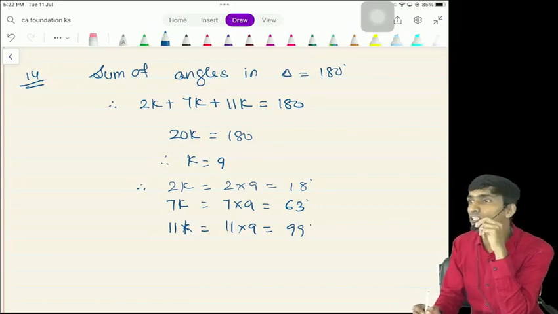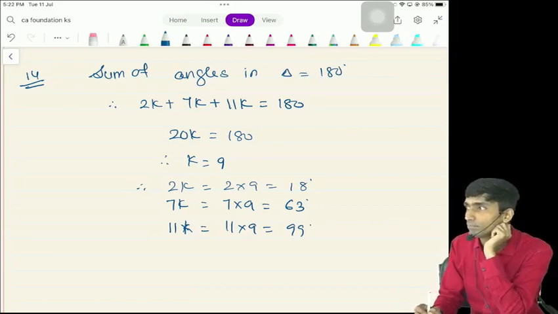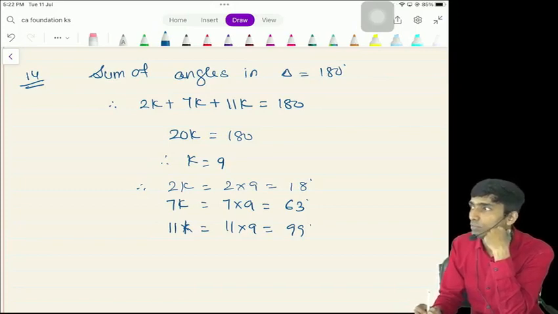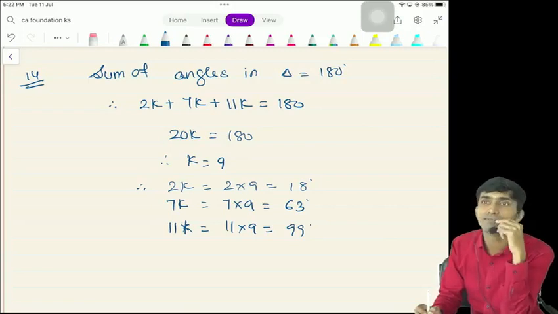By observation also you can check. 11 is not there, no? Yes or no? By observation also you can check using the options.